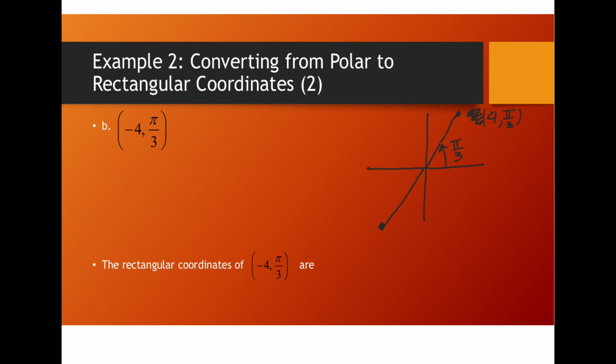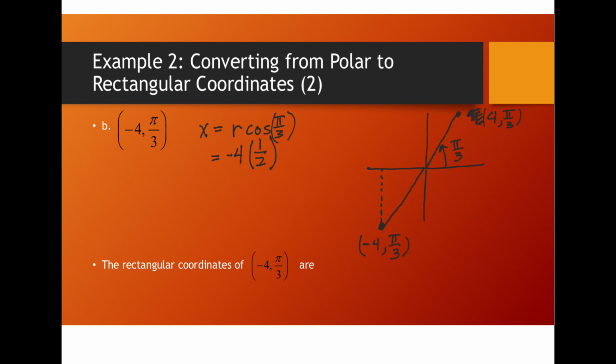But the point we're really after here is in quadrant 3. This is -4 if we use positive pi over 3. So that's actually in the second quadrant. I'm sorry, the third quadrant, not the first. So let's start out getting our x here. X is equal to r times the cosine of pi over 3. R is negative in this case, so we have -4 times the cosine of pi over 3. Cosine of pi over 3 is 1/2.